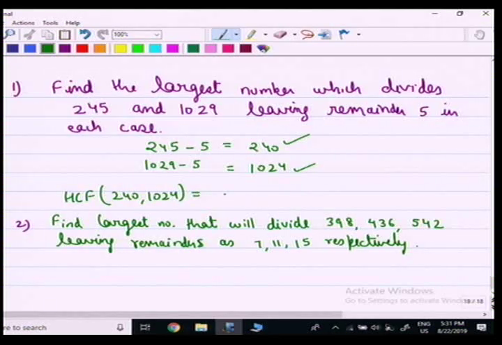So that HCF comes out to be 16. So 16 is the largest number. Now when you divide 245 by 16, it will go up to 240 and the remainder will be 5. Similarly, when you divide 1029 by 16, the remainder will also be 5. So 16 is the largest number which divides both of them, leaving remainder 5 in each case. The second question is also the same one, but this time the remainder is different in each one. So what you have to do is subtract the remainders like we have done in the first one and then find the HCF.